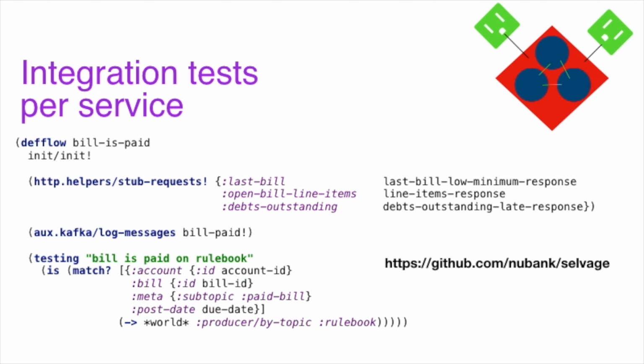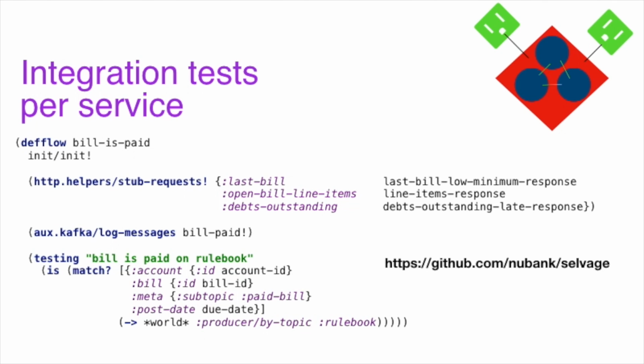And then we can stub some requests, log the messages, and execute a side effect. For example, send a message telling the system that the bill is paid, okay? And then we check the resulting topics. So there was a message produced to the topic rulebook here that has this content. And we use matchers from the match-combinators library as well. So this is the flow.